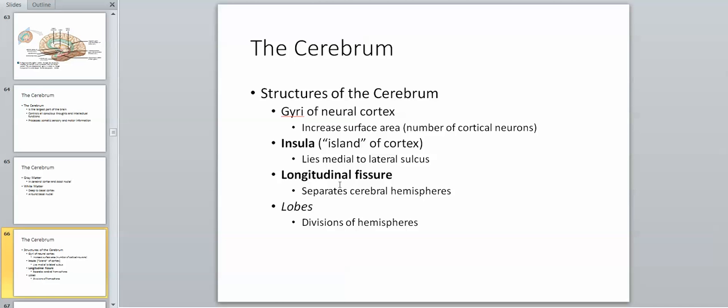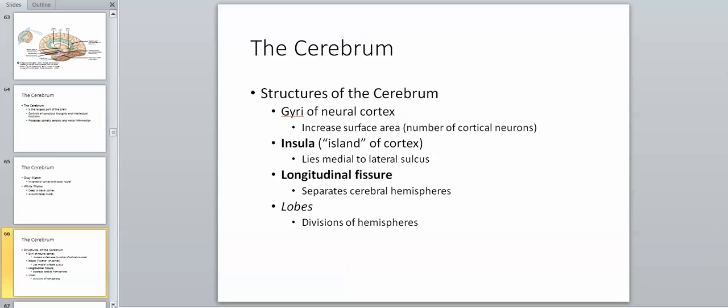And then we've already talked about what the longitudinal fissure is. This is this large fissure that separates the cerebral hemispheres. However, the corpus callosum does cross it. So the longitudinal fissure does not separate the corpus callosum. The corpus callosum is the white matter tract that communicates between the two hemispheres.